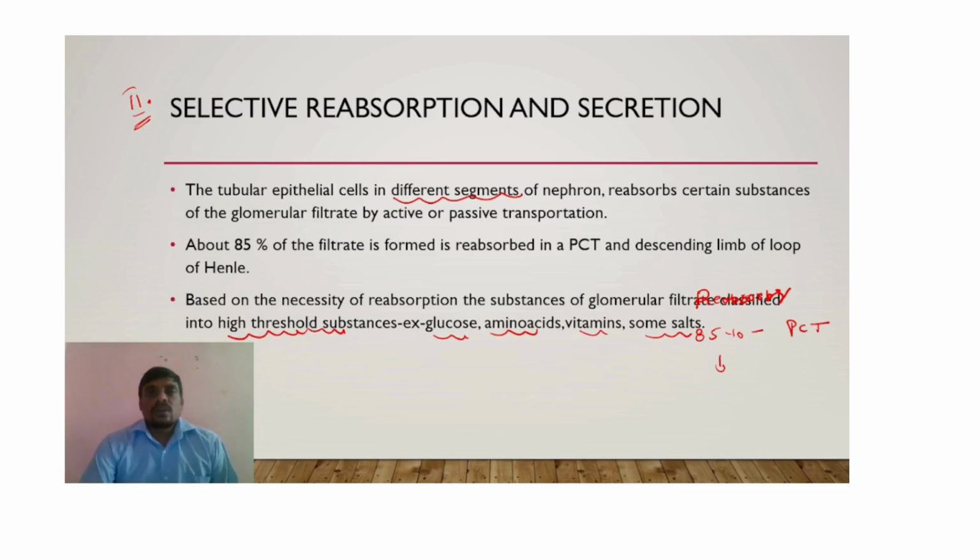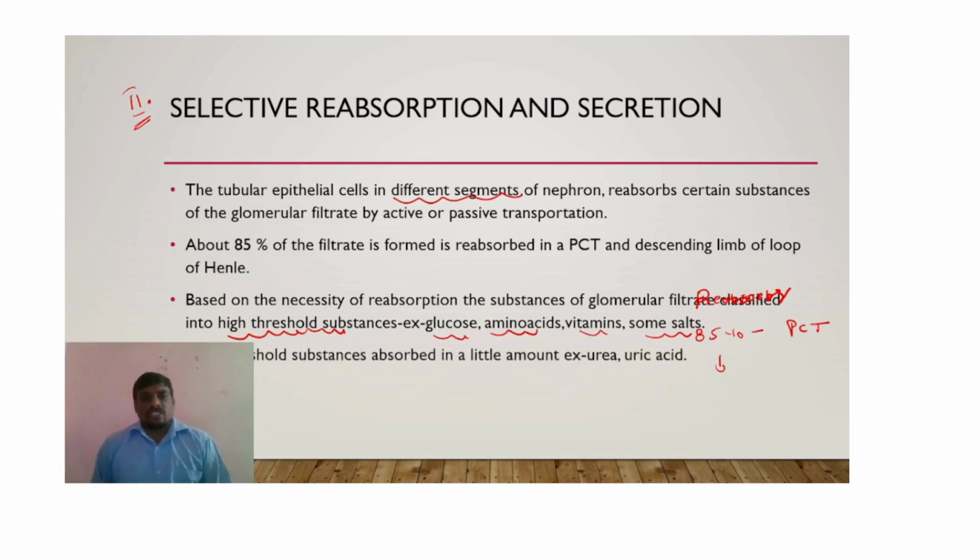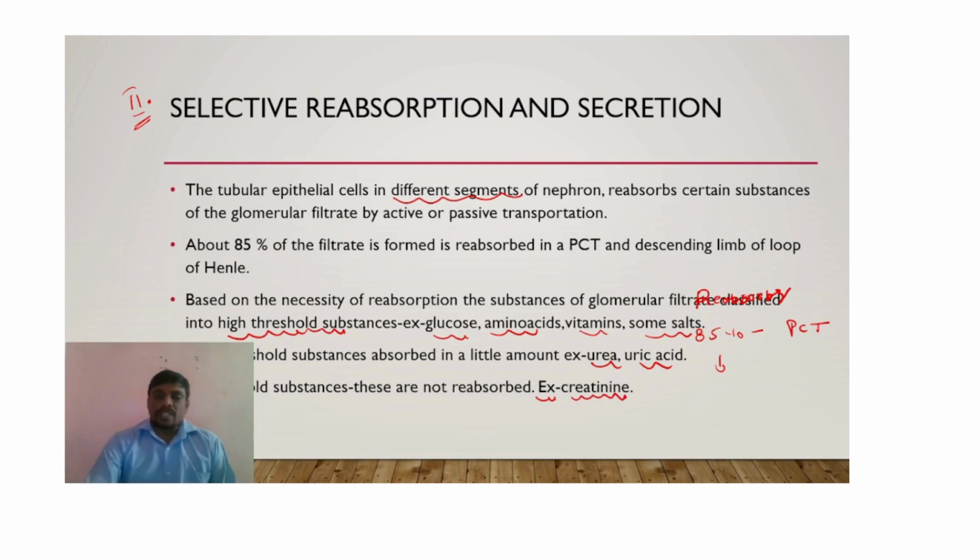Why? Because they are larger in structure. Structurally, they are large. And low threshold substances are absorbed in a little amount. That's why they are called low threshold substances. Low means little. Example, urea and uric acid. And finally, a threshold substances which cannot be reabsorbed. Example, creatinine.